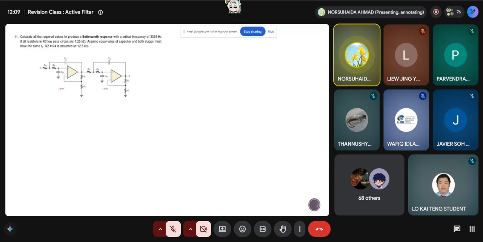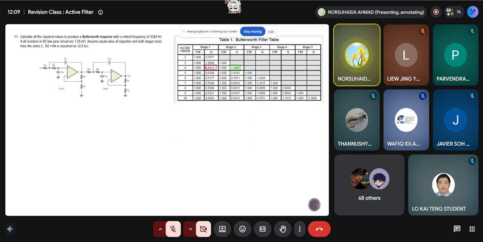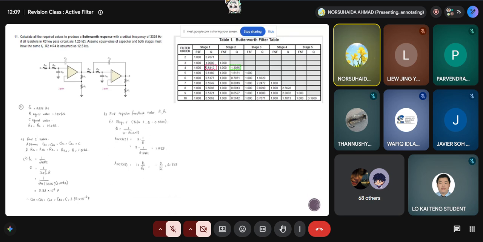So question number 11 is to calculate all the required values to produce a Butterworth response with a critical frequency of 3325 Hertz. If all resistors are equal in an RC low pass circuit, it is the same thing. You may refer to the example. We also did the example for this in the class.